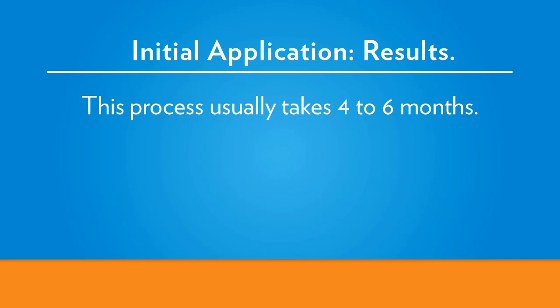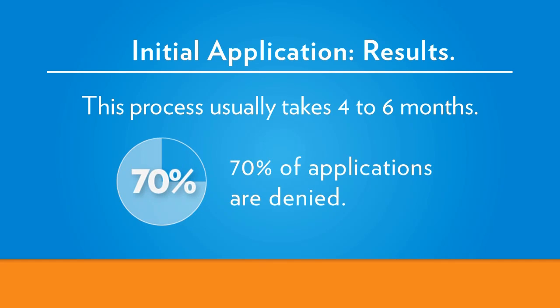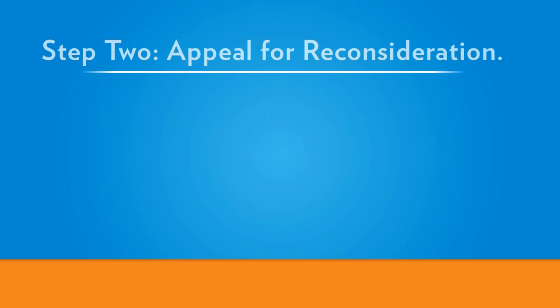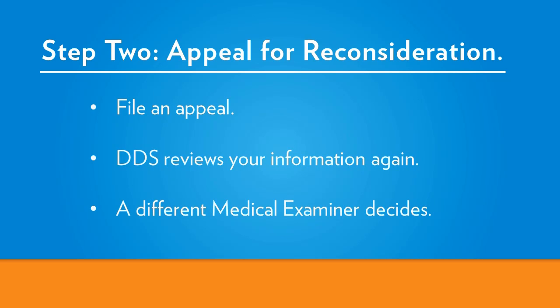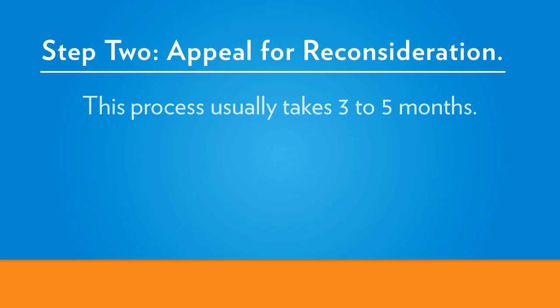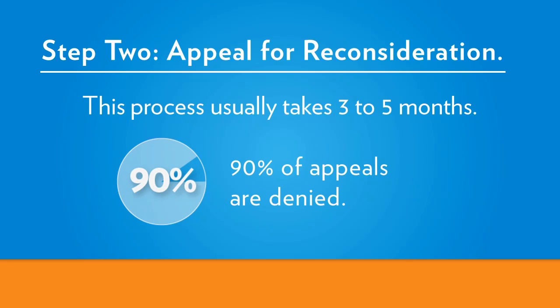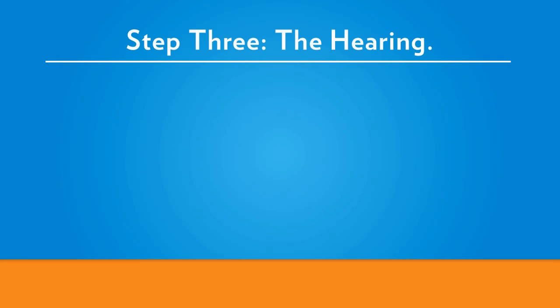Generally, it takes about 4 to 6 months to receive a decision at this level, and it's estimated that 70% of the people who apply are denied. If you're denied, the next step is to appeal for reconsideration. Once the reconsideration appeal has been filed, the file is again sent to DDS for a decision. They review the information to determine if anything was overlooked and also to gather any new or additional evidence. They will then request that a different medical examiner make the decision. This step takes approximately 3 to 5 months, and the estimated denial rate at this level is 90%.